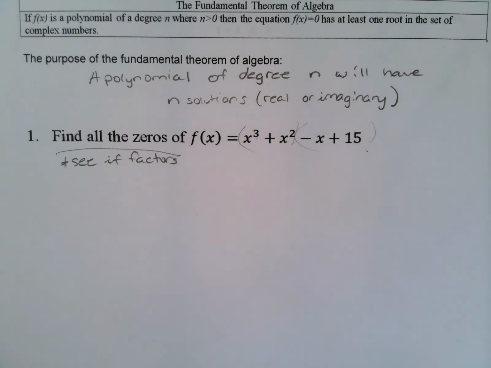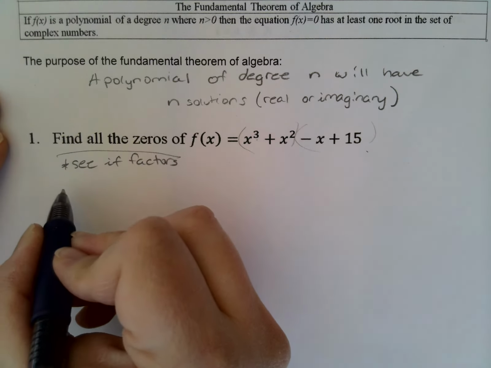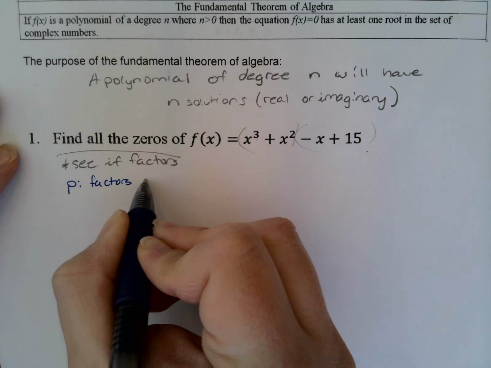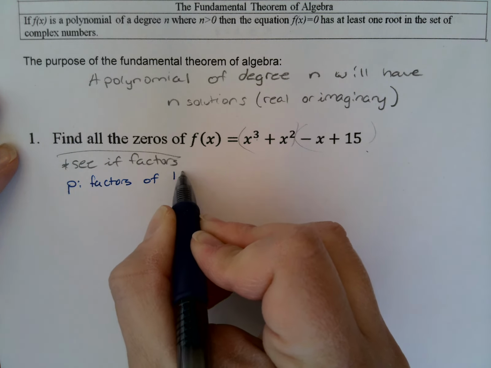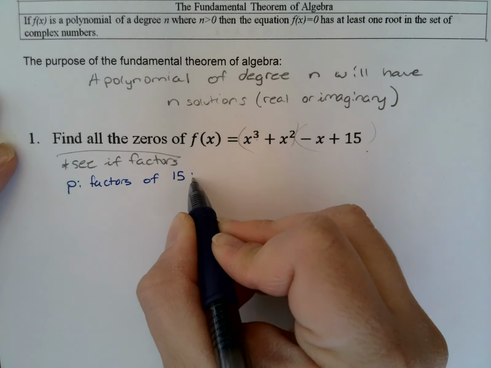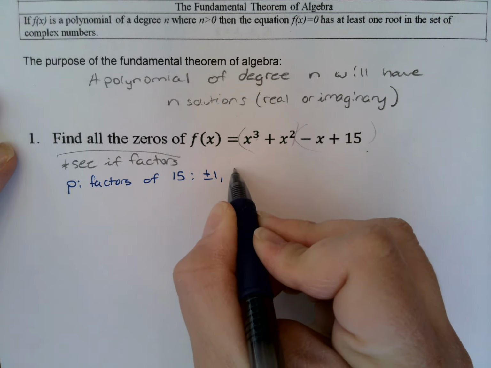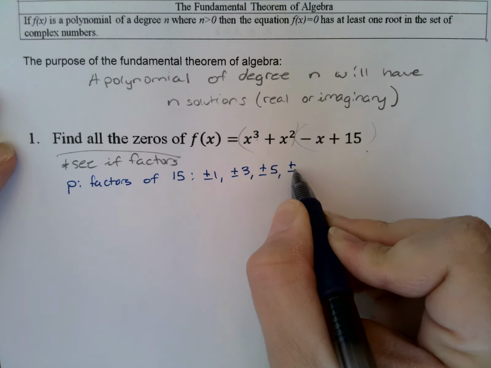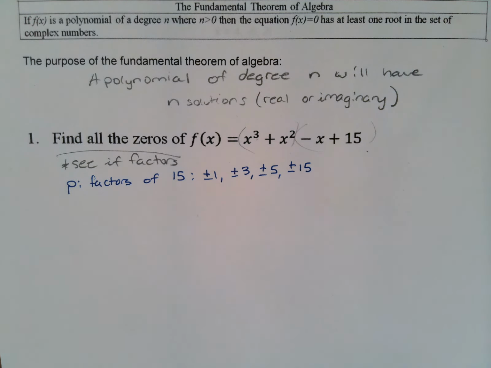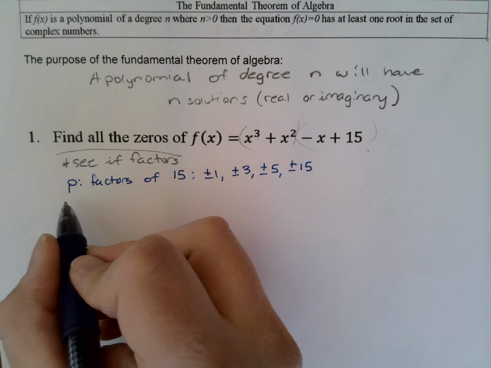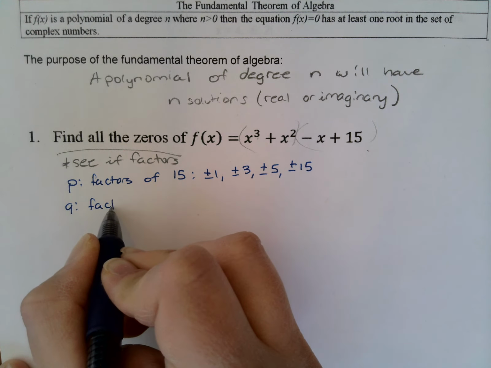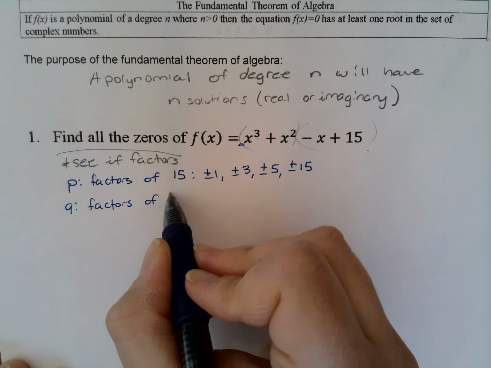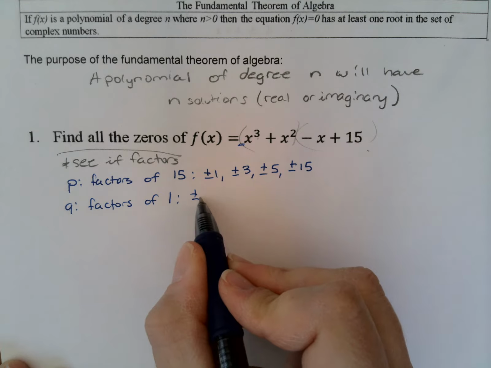So I'm going to make a list of my P's and a list of my Q's. My P is my factors of the constant, so my factors of 15. Well, my factors of 15 are plus and minus 1, plus minus 3, plus minus 5, and plus minus 15. Now I need to do Q. Q is my factors of my leading coefficient. Well, my leading coefficient in this case is a 1. So guess what? It's just plus and minus 1.